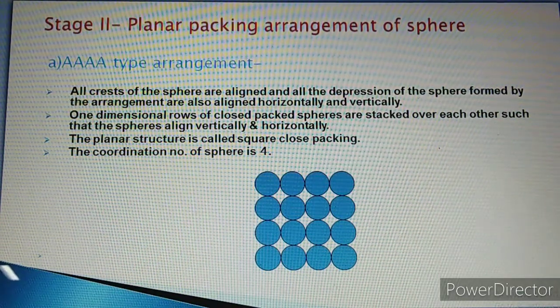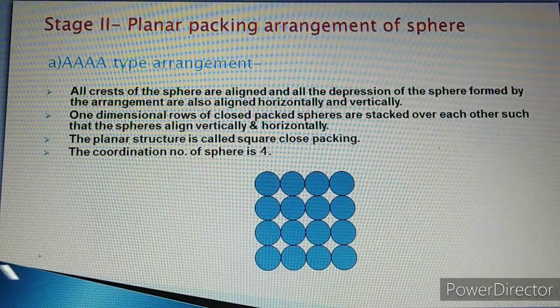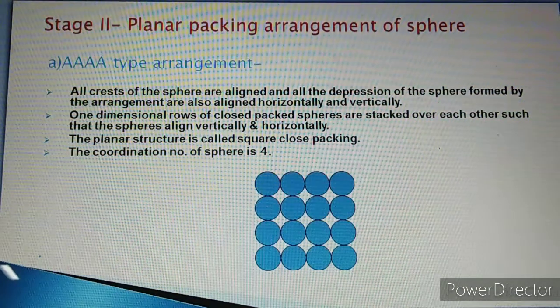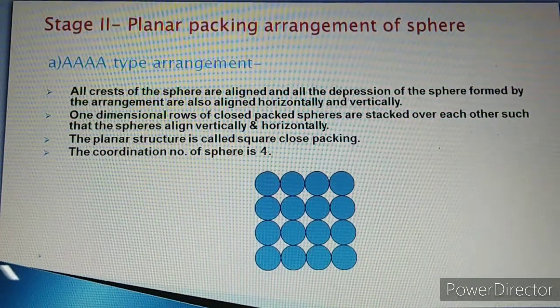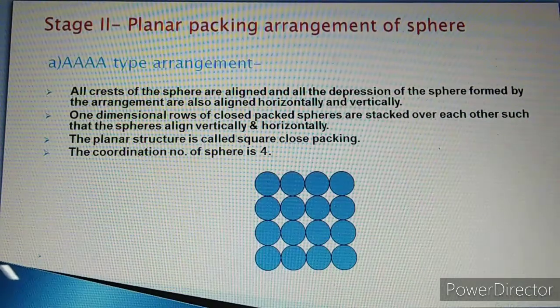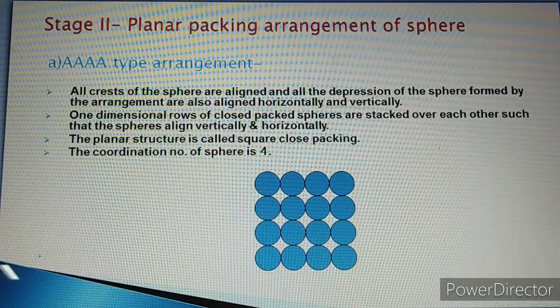And if you consider any sphere except the outermost ones, that sphere is in contact with 4 neighboring spheres. Therefore, the coordination number for the AA type 2-dimensional arrangement of the sphere is 4. So, generally the question will be: write a note on AA type arrangement or 2-dimensional arrangement for planar packing arrangement of the sphere. So, one possibility is AA type.